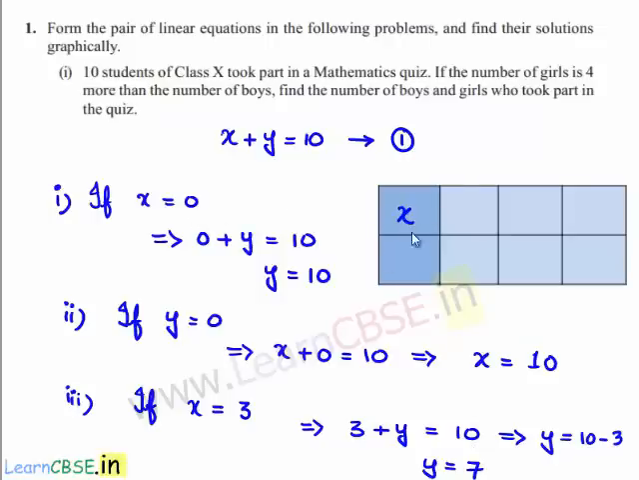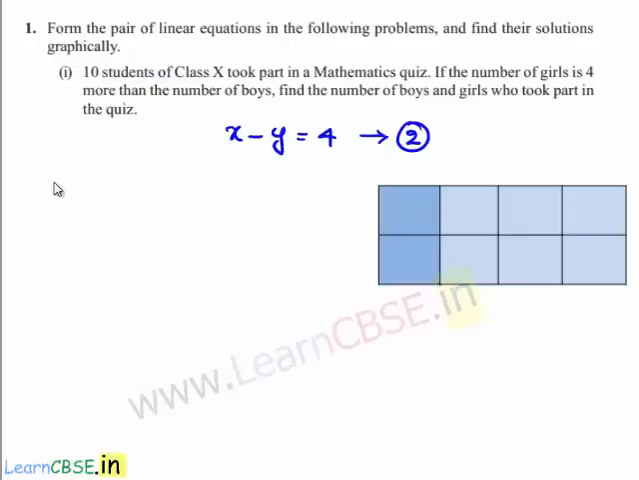So let us tabulate the found values in this tabular form. So I write here x and y. So initially when x is 0, y value is 10. So x is 0, y is 10. Now if y is 0, x is 10. Again, if x is 3, we got the value of y as 7. In the similar manner, let us tabulate the values of the second equation also.